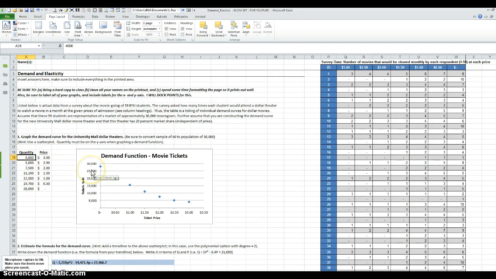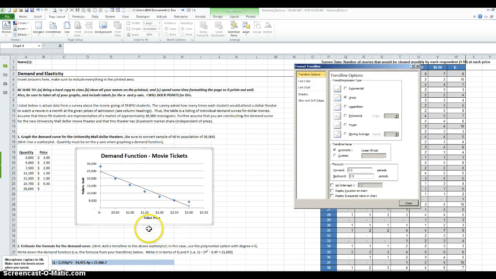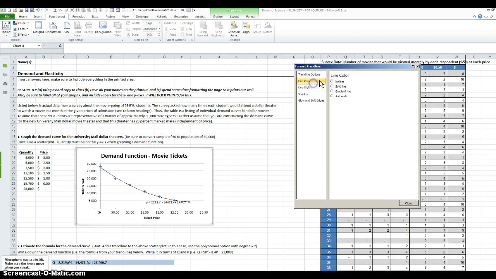But first, the exercise asks you to plot a demand function here, and just remember, as I say here with number one, that quantity must be on the y-axis. So when you do it, Excel is going to first default to have quantity here on the x-axis, and you actually need to change it so that it's over here and that you've got ticket price here on the x-axis. And then to be able to fit a line to this, you add a trend line. So you right click and add a trend line, and you want to do a polynomial. We want to display the equation.